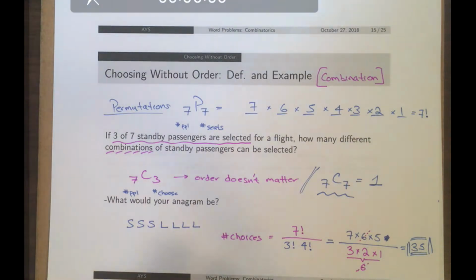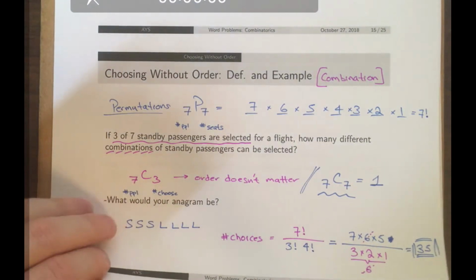If you get lucky, you may not have to crunch as many numbers by seeing what cancels out with what. If not, just do the whole numerator, 7 times 6 times 5 all the way to 1. Then do the same thing for the denominator, 3 times 2, and 4 times 3 times 2 times 1. Do the division out. Make sure you don't make any calculator mistakes, but you should get 35.